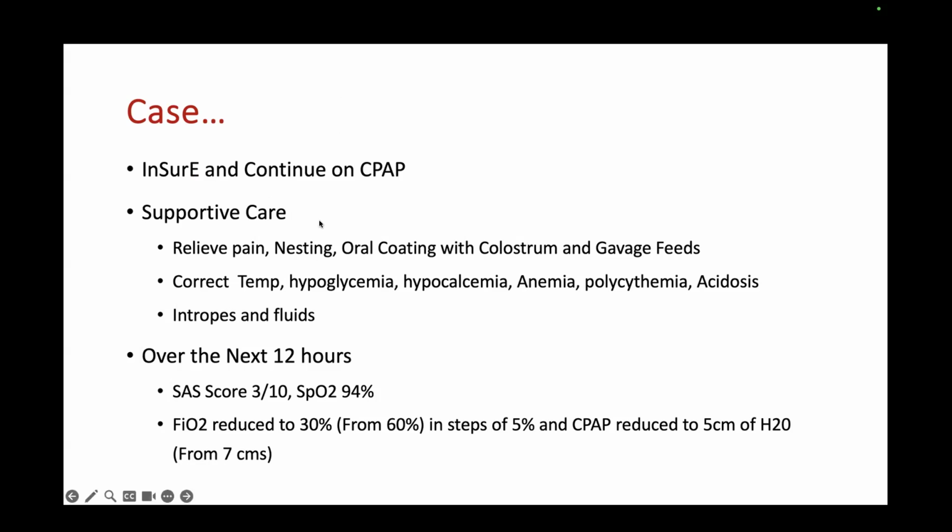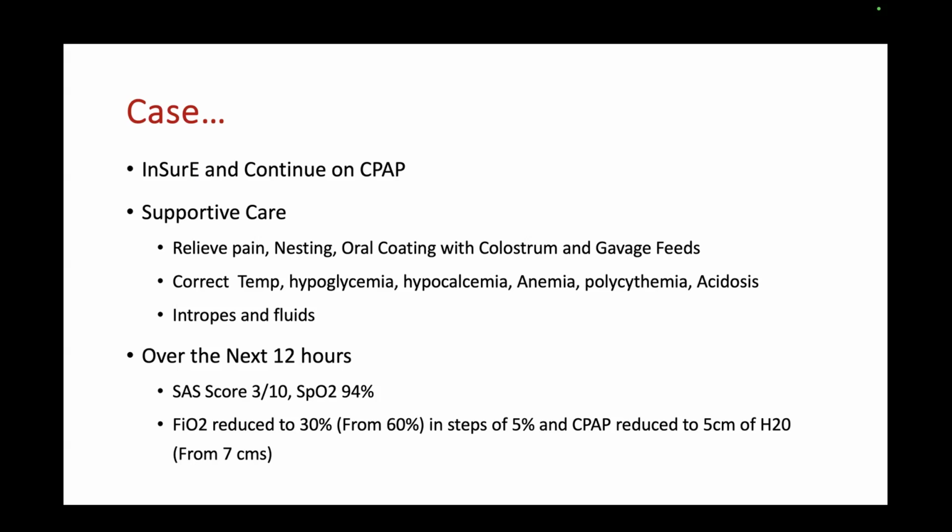So by doing INSURE and by giving CPAP, we expect the baby's lungs to open and the work of breathing to come down. Along with this, we also need to work on improving the supportive care, like relieve the pain, cocoon the baby, nest the baby, ensure that the orogastric tube is in place. The tip of the orogastric tube should be above the level of the tummy.